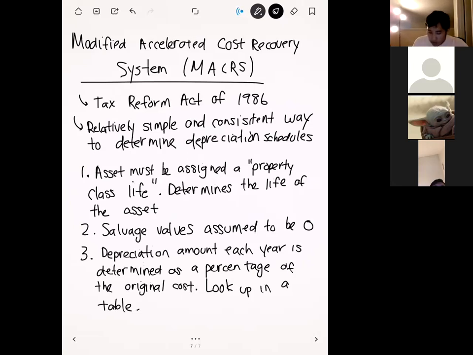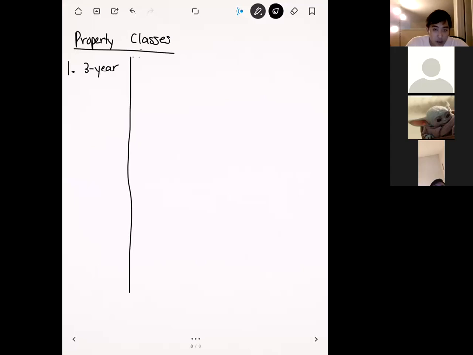Okay, let's go ahead and define all the property classes for MACRS. There are six of these, and the property classes are basically defined by how long the asset is going to last. The first property class is three-year property, which are properties that are assumed to last for 3 years. The types of devices that last for 3 years, at least according to the tax people, are devices like food and beverage handling devices.